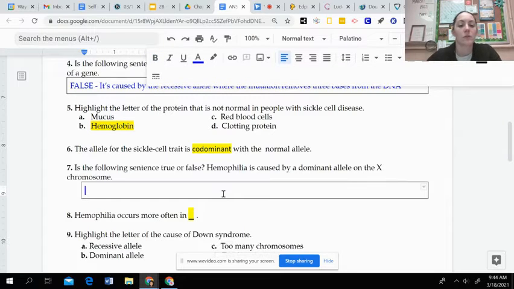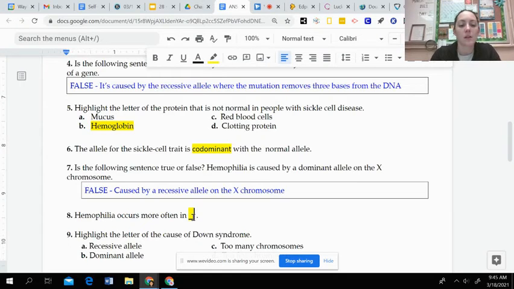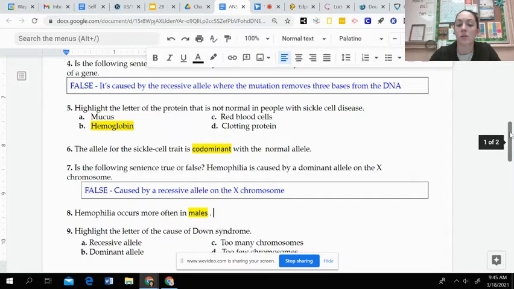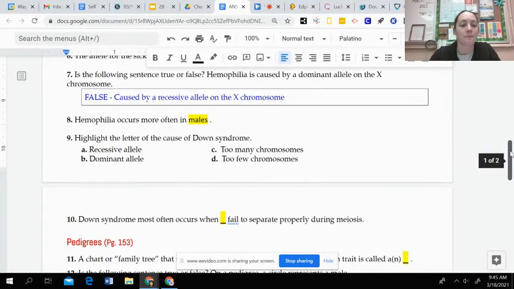Then is the following sentence true or false? Hemophilia is caused by a dominant allele on the X chromosome. If you again read through this, it is false. It's caused by a recessive allele on the X chromosome. And then hemophilia occurs more often in males because it is a sex-linked genetic disorder. Because males only have that one X chromosome, it occurs more likely on them.